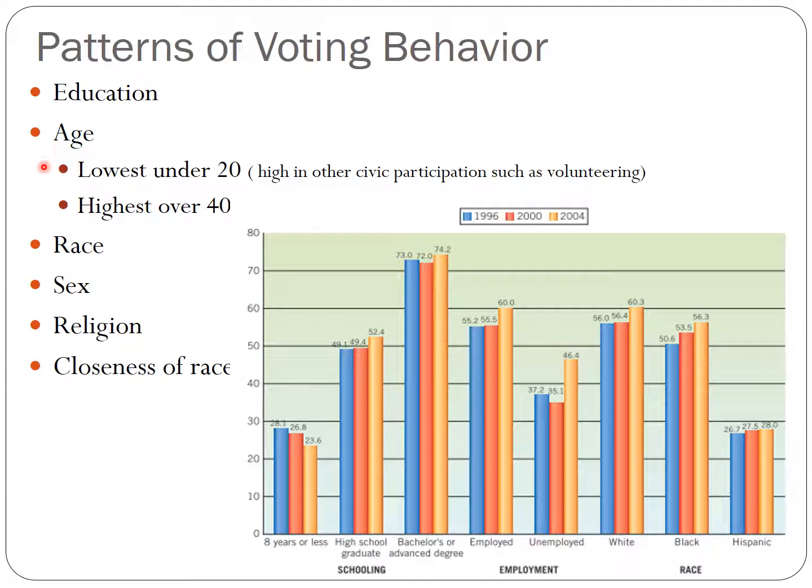We also have age. The lowest is under 20. Of course, that would start at the age of 18 to 20, and then the highest is over 40 years old. The lowest under 20 is high in other types of civic participation, however, such as volunteering. Also, other factors are race, sex, religion, and closeness of race.